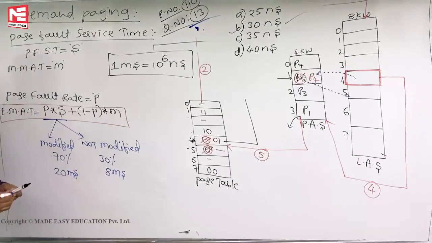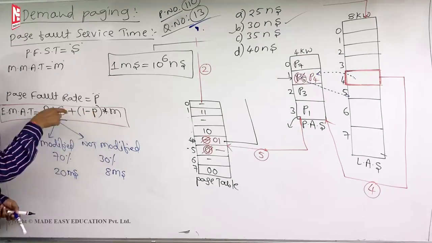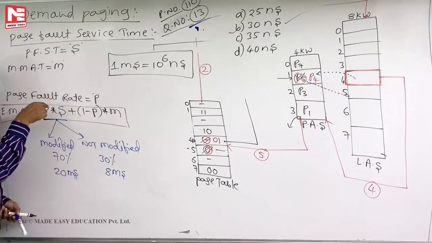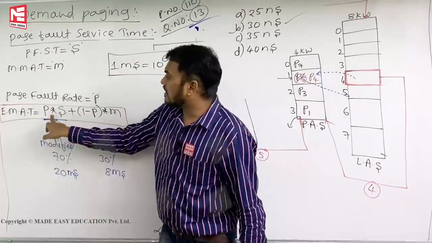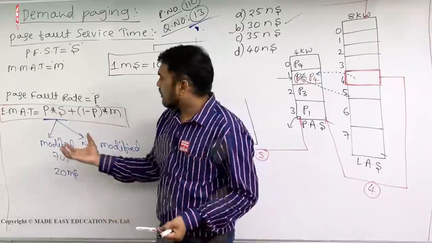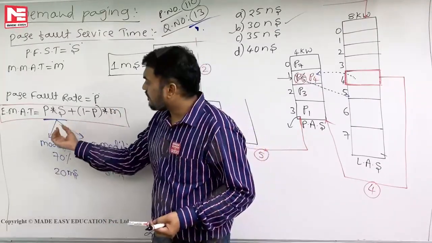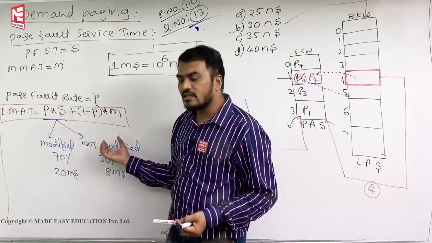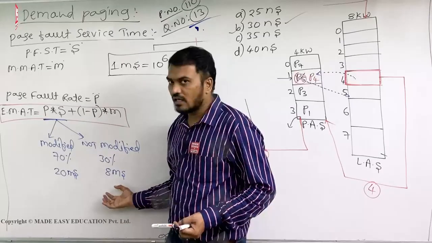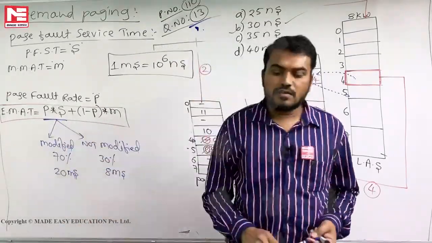So the same formula you have to use: EMAT equal to P into S plus (1 minus P) into M. In this case, you have two things. Whenever the page fault occurs, you have two cases: one is a modified case and next is a not modified case. If it is a modified case, you take a different service time. If it is a not modified case, you take a different service time. Is that clear? So the formula will be the same. Just think only in this area and try to solve the problem.